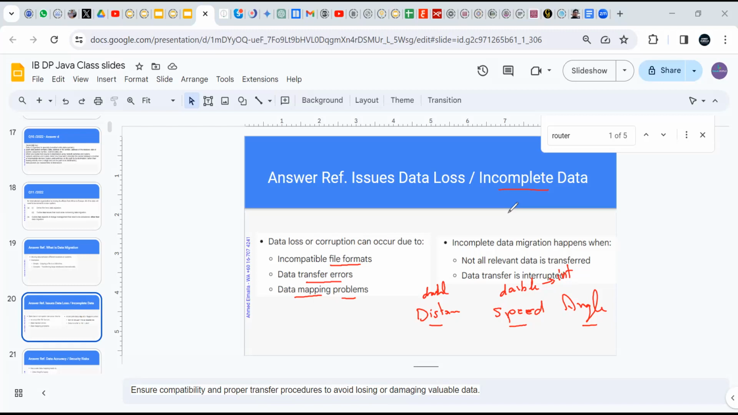You're trying to transfer 1 million records, and maybe in the middle, at record 500,000, then it stops. So that is what we call data transfer is interrupted.